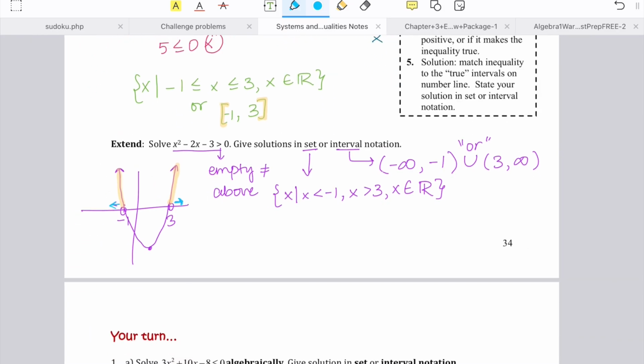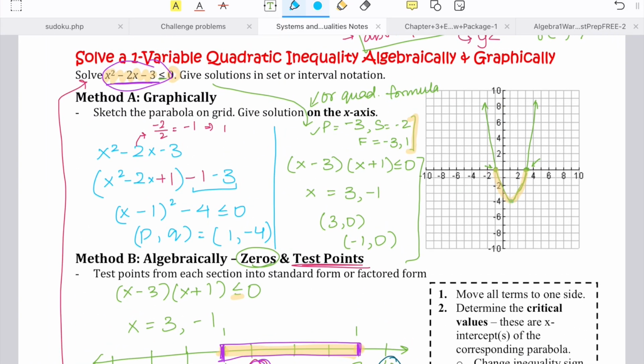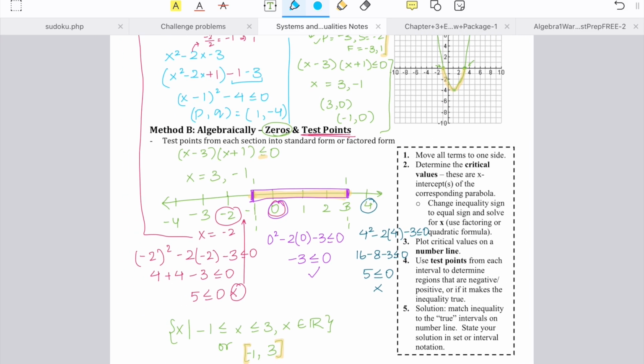Okay, and that's it. So the steps for this one: if you don't want to remember the steps, all you need to do is go back to the question, and they're asking you for the solution in the set. That means you need to find your x values, right? Move all the terms to one side, find your x values using factored form or quadratic formula. Those are the two ways we find our x value.